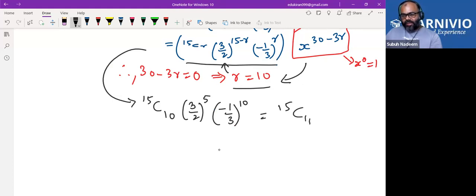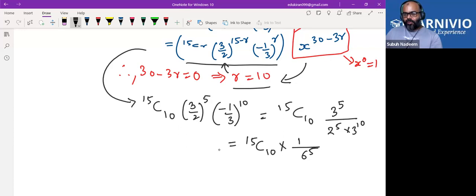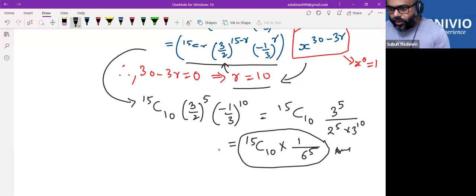So 15C10, and this will be 3 to the power 5 and 2 to the power 5 into 3 to the power 10, as the minus will be absorbed. So 15C10 into 1 by, this will become 3 to the power 5, 2 to the power 5, 6 to the power 5. So this will be your answer. You don't have to expand it now. You can write it like this.